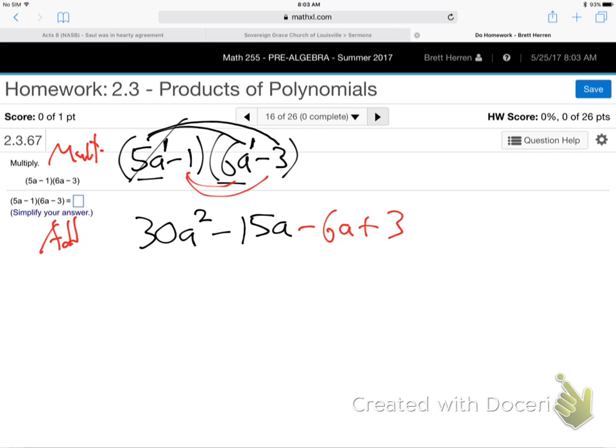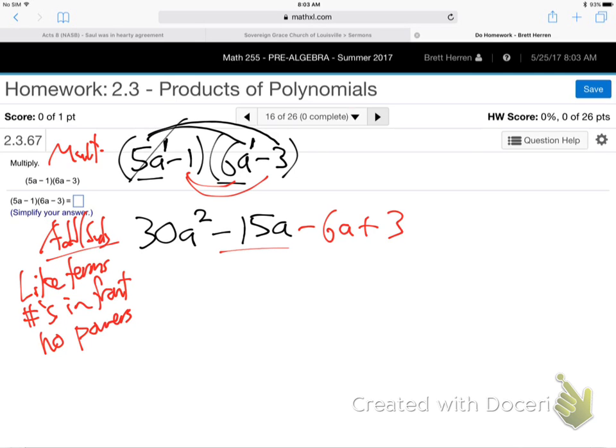Now we're on the adding, subtracting, so different set of rules. Now we're thinking about only like terms. Just like terms. And only numbers in the front, right? No powers. So that'd be these two, right? Those are like terms. Those are both the same letter pattern, aren't they? So I just do the numbers. So bring down the 30a squared, bring down the plus 3 in the back. They're not doing anything. But then in the middle, those two combine. Minus 15a and minus 6a is minus 21a.